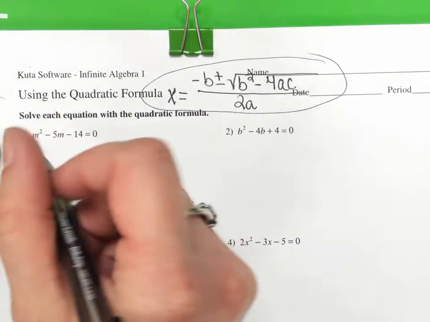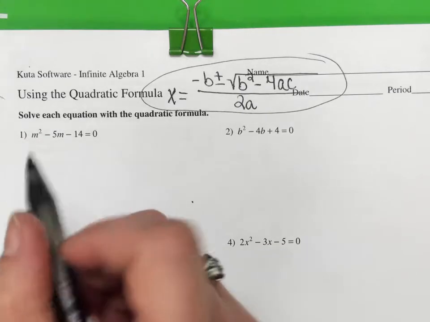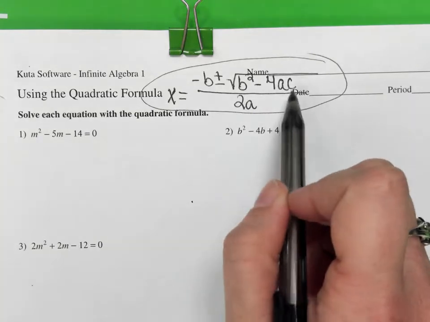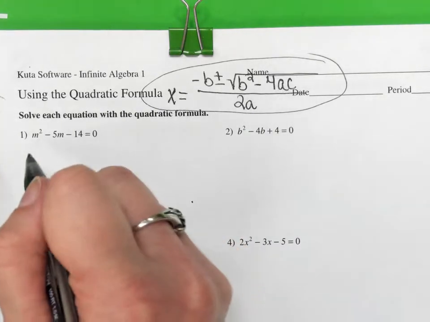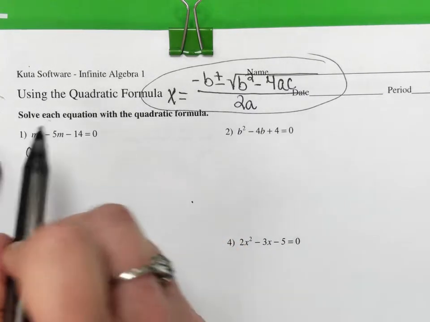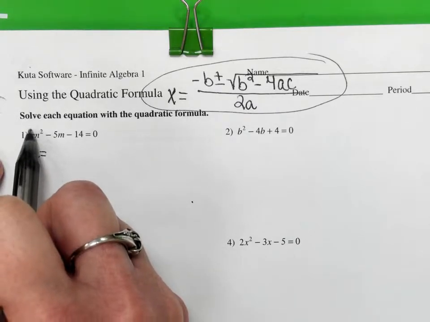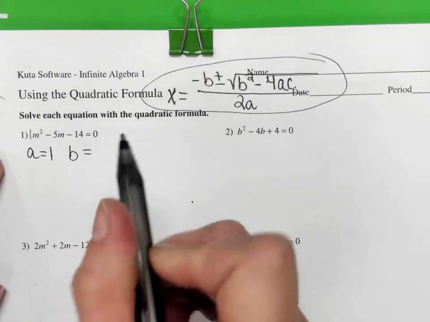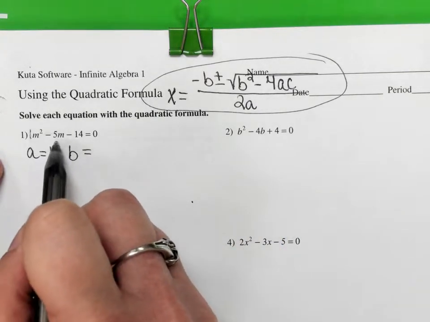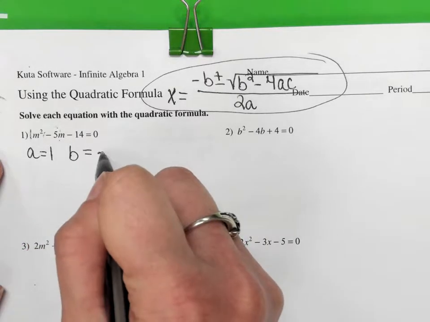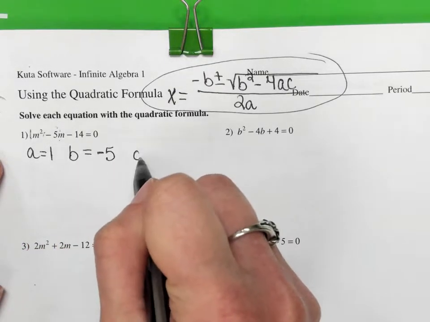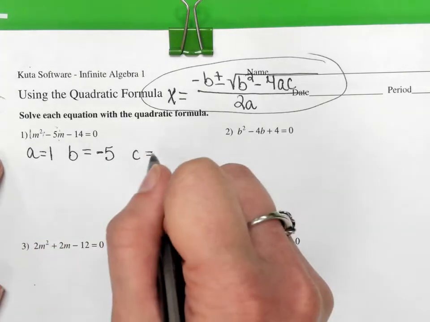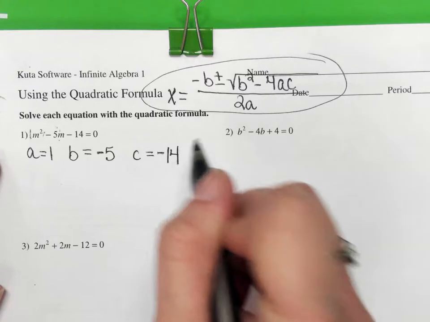All right. Here we go. You ready? So you've got to find 3 letters. What 3 letters do I give you in here? A, B, C, right? Okay. A is the first number. What's the first number right here? 1. B is the second number. What's the second number right here? Negative 5. C is the third number. What's the third number? Negative 14. Are y'all okay?